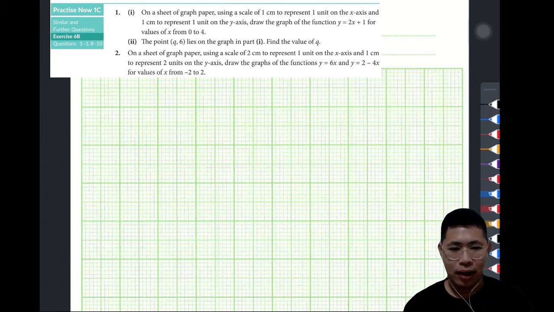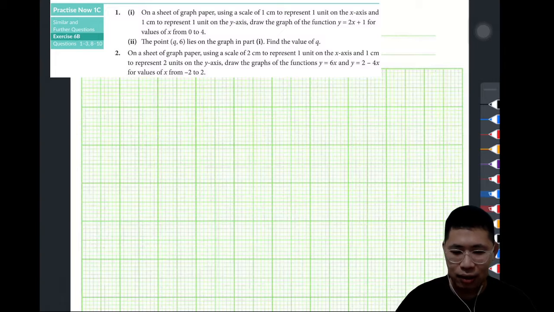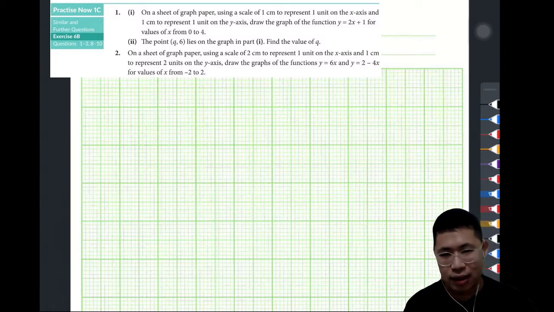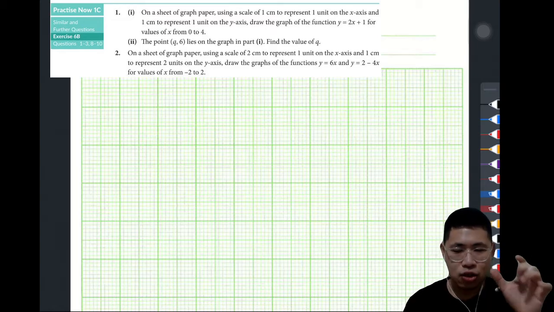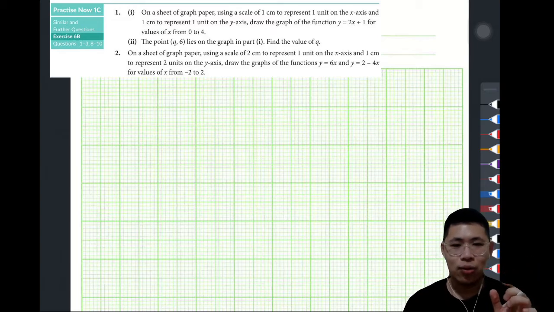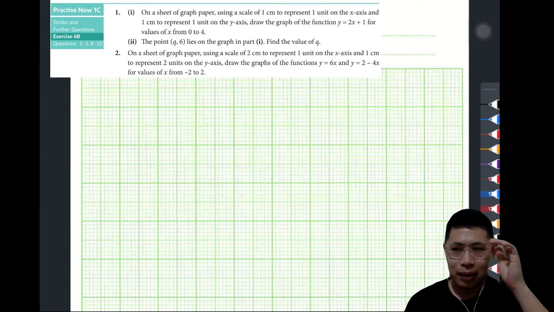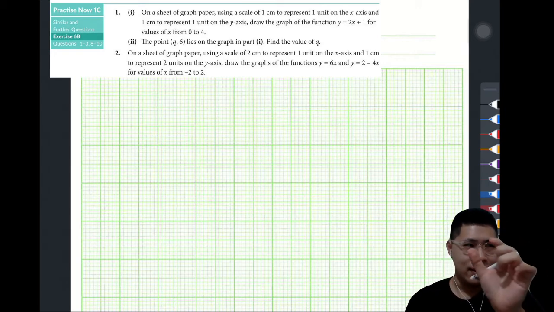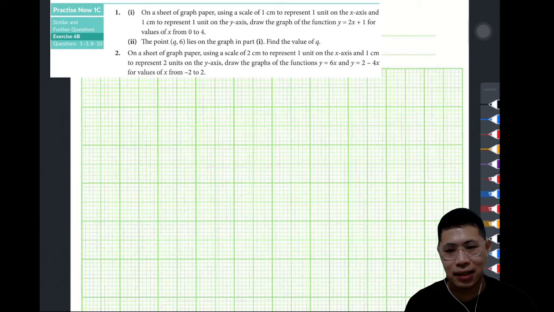So today we are going to look at practice now 1C. For our practice now 1C, we're going to look at two graphs. This one we have already done as a class, I think, or more likely, I gave you time to do as a class. So if you've done it, please take this time to quickly speed run and check that your answers are correct, and especially that the scale is correct. By scale, I mean each gap, and for each gap how many spacing do you have.